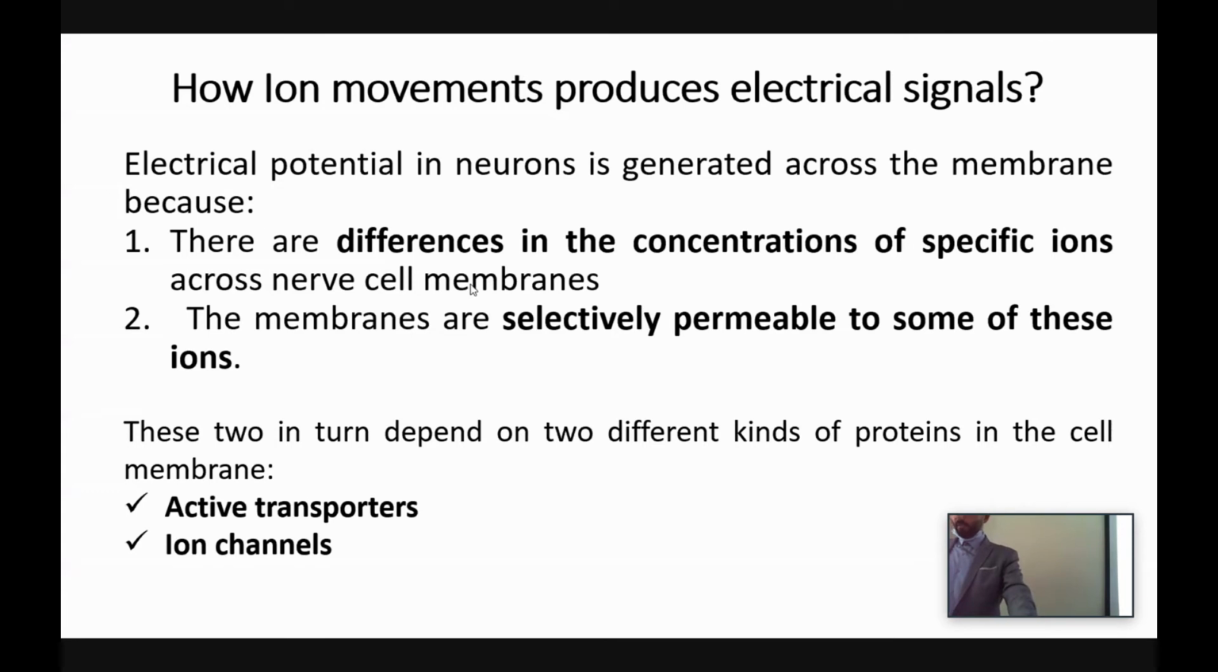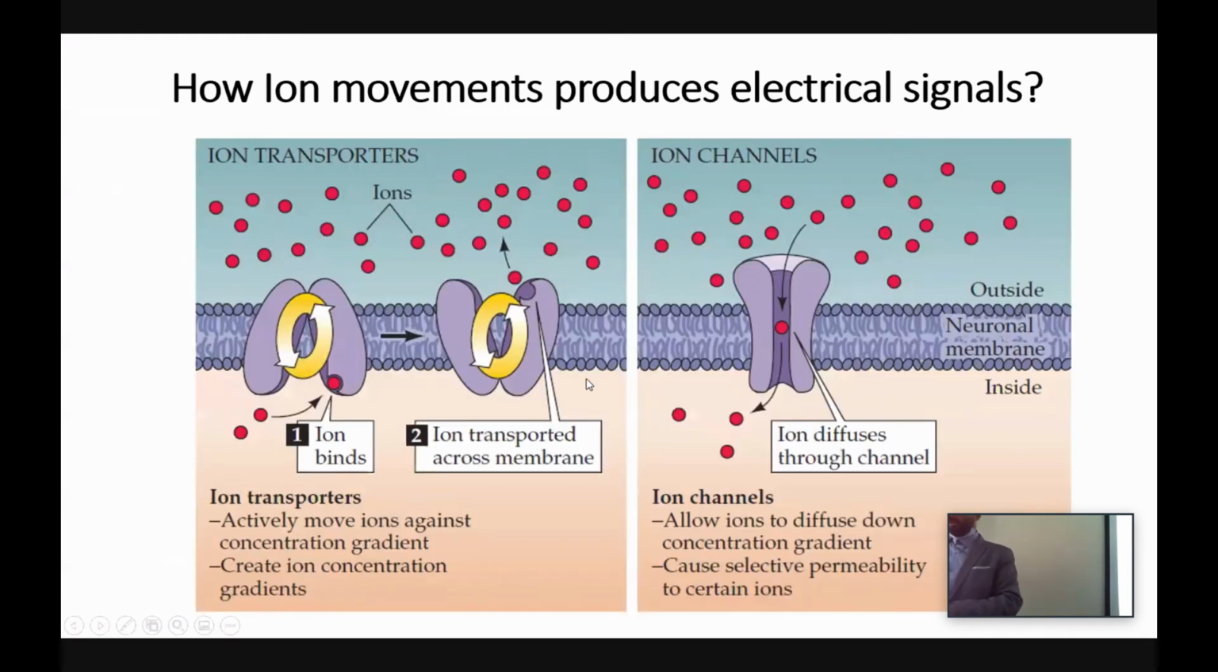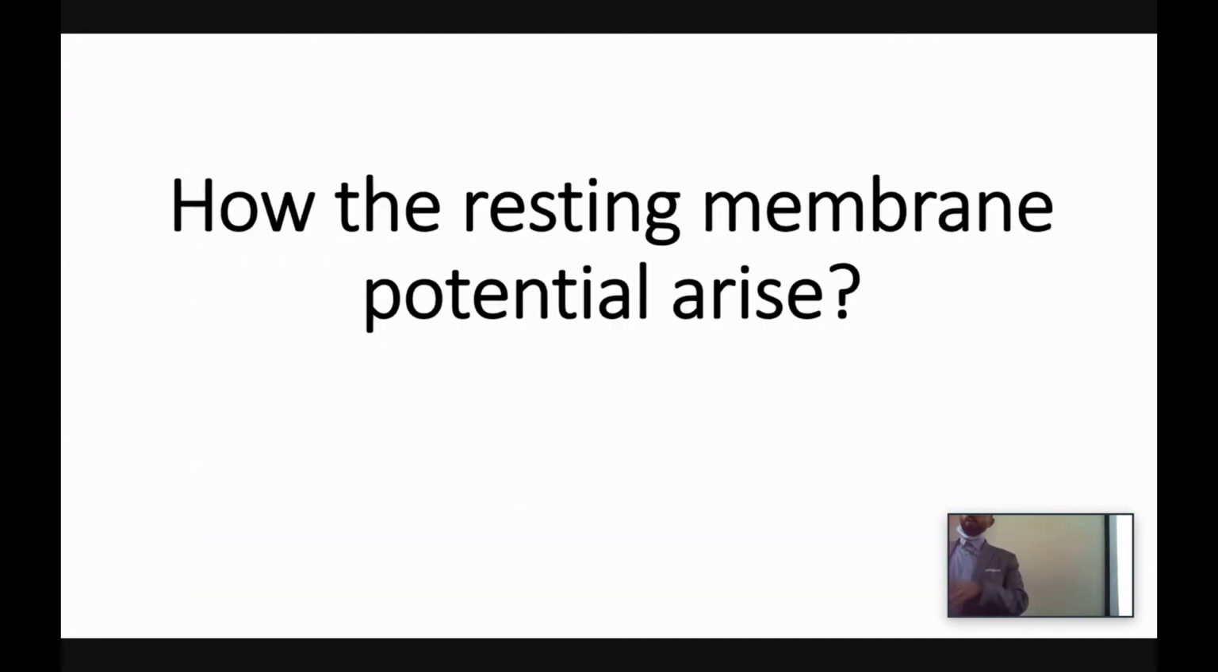This difference in the concentration and the selective permeability is due to the existence of selective ion channels as well as active transporters. We know that we have active transporters like the sodium-potassium ATPase, which transport ions down, or is it against concentration gradients? Against concentration gradients, very good. And we have ion channels, which are selective to specific ions over others. This is just a very general overview.